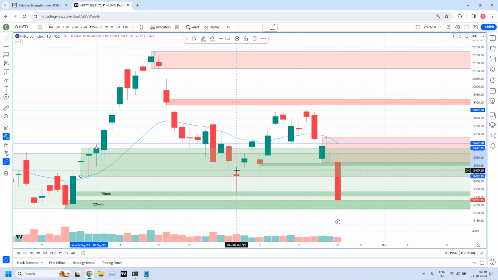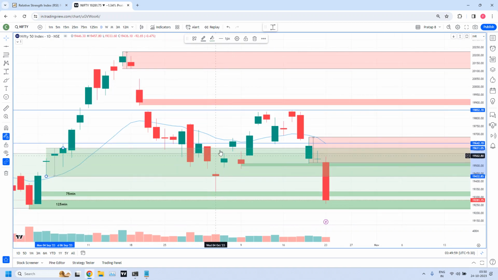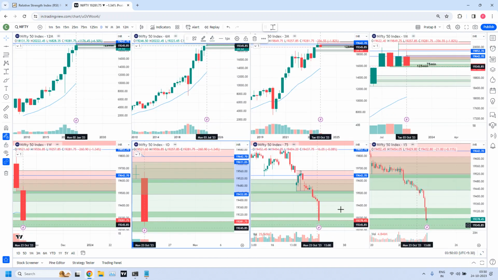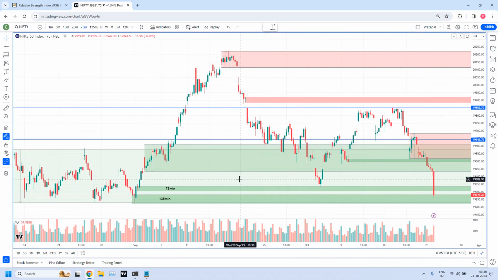The status is changed to pierced, because we are not saying pierced zones are violated zones. The price should completely close outside this zone. That is what happened today. But earlier that didn't happen. Finally, price closed inside the zone. Because it closed inside the zone, it gave us one more entry at the lower time frame. Let me go to the 75 minutes. A successful trade.